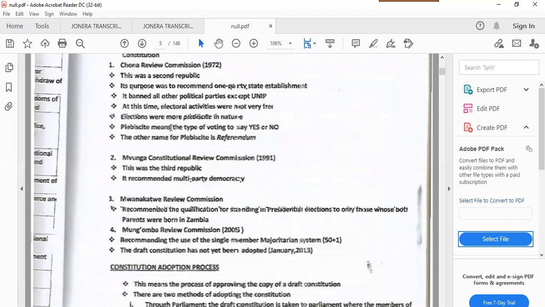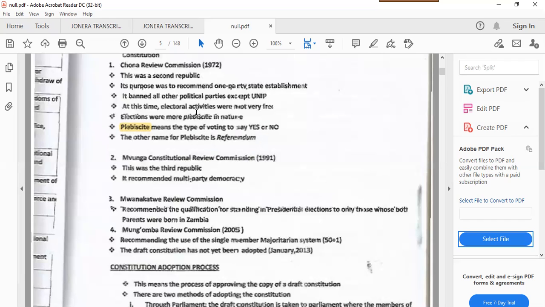Plebiscite means the type of voting to say yes or no. So plebiscite, maybe we should highlight this. A yes or no vote. This could be a multiple choice. So in these earlier elections, it was more of a yes or no vote. Oh, and the other name for plebiscite is actually a referendum. So a vote. Are you for or against something to change that rule?